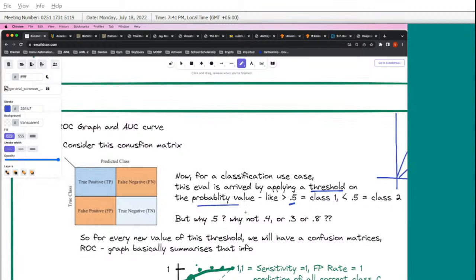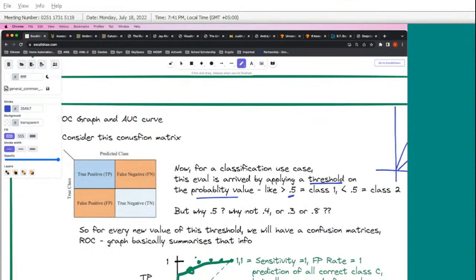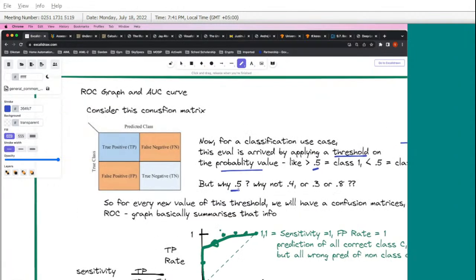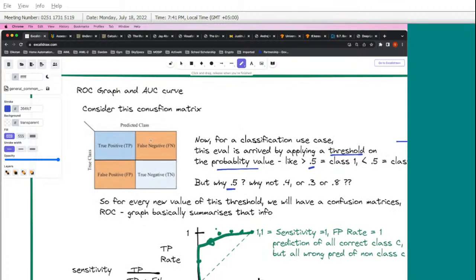So now, coming back to this ROC curve, we need to manage the thresholds. How do we know that 0.5 is the best threshold for us to put a label from a logit function, right? So for every new value of this threshold, we will have a confusion matrix, right? This confusion matrix will change. If you change this threshold from 0.5 to 0.2, the confusion matrix values will change, isn't it?